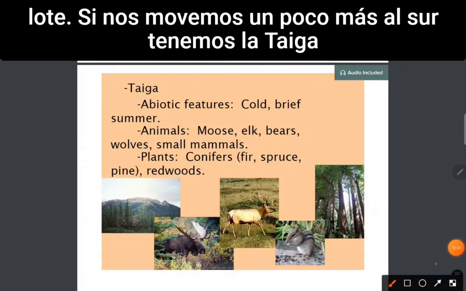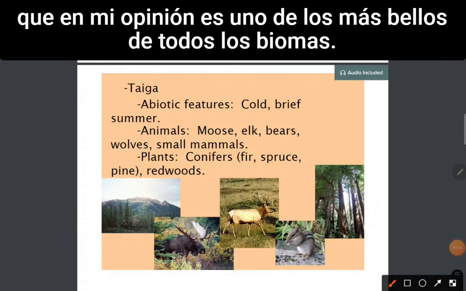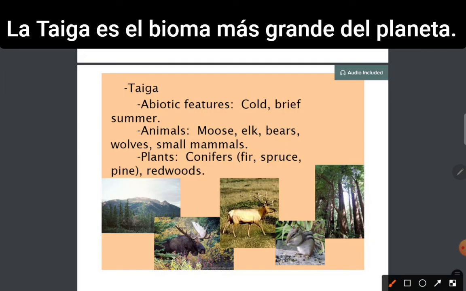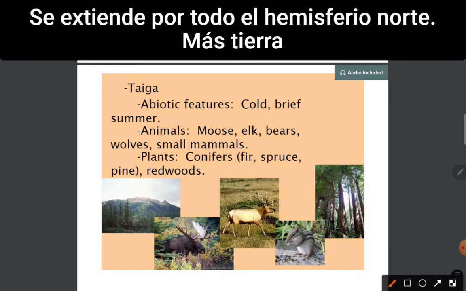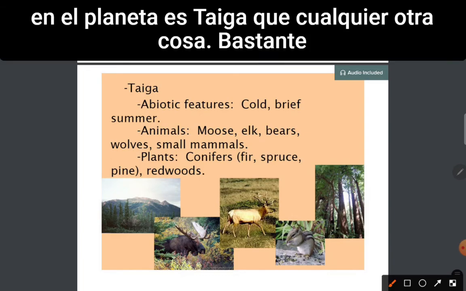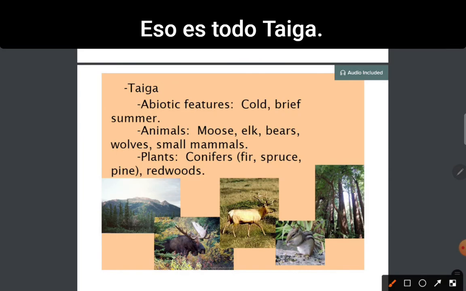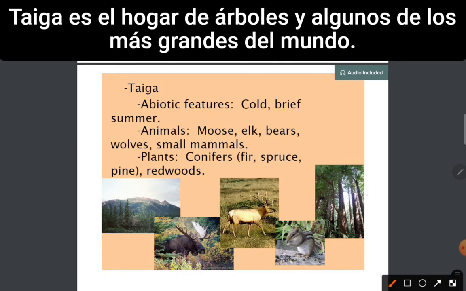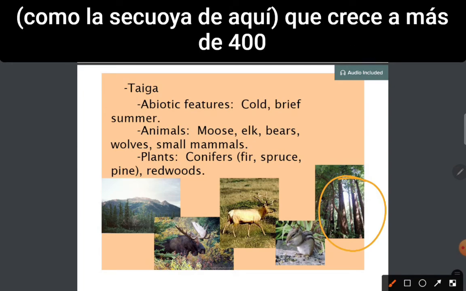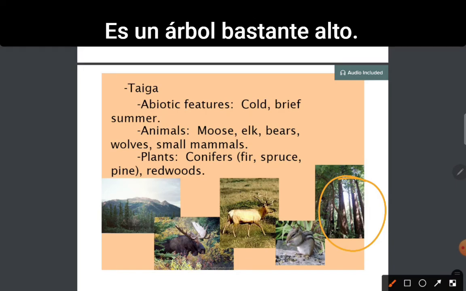If we move a little farther south, we have the taiga, which in my opinion is one of the most beautiful of all biomes. The taiga is the biggest biome on the planet. It stretches all the way across the northern hemisphere. More land on the planet is taiga than anything else. Pretty much all of Russia, Canada, that's all taiga. Taiga is home to trees, and some of the biggest in the world, like the redwood tree here, that grows to be upwards of 400 feet tall. It's a pretty tall tree.